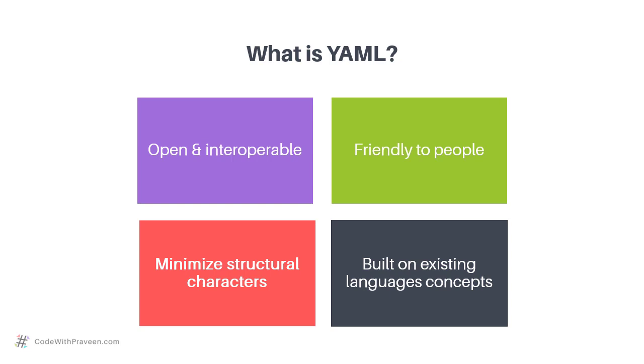Finally, YAML has been built on existing language concepts by taking the best out of them. Some of the languages that YAML had taken into consideration are C, Java, Python, HTML, XML, JSON and so on. So using the best of all these individual languages, they have come up with a new language, namely YAML, that provides the best of all these languages.